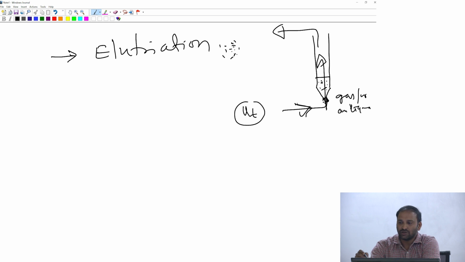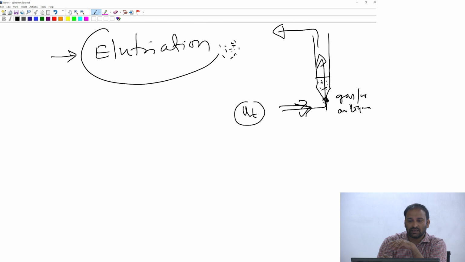So if I want to remove particles of larger size, of course I would have to maintain a higher flow rate. This is one of the cases where the settling principles are used for separation of particles by this technique called elutriation. We will look at some applications of this in class when we do some tutorial problems. Any questions so far?